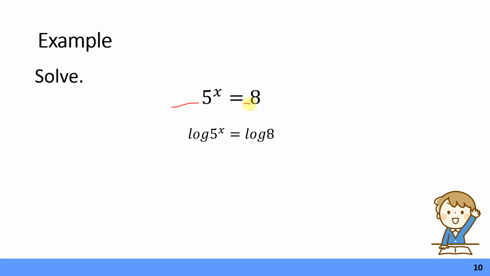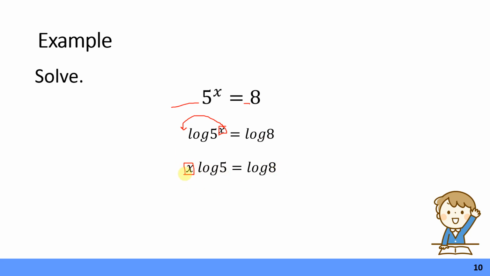Now, we are experts on the properties already. When you have a log, the exponent can go to the front. So look at that. We were able to drop down the x to the front. So x comes here. I still have log of 5. And on this side, I still have log of 8. Now look at that. We're almost done.